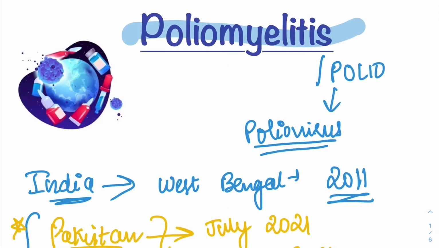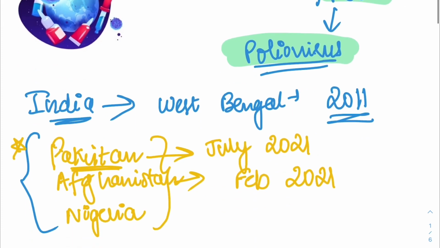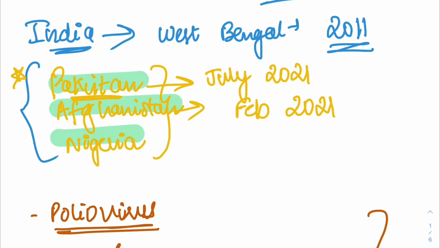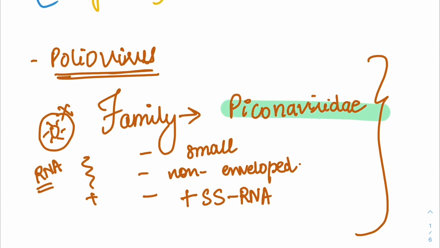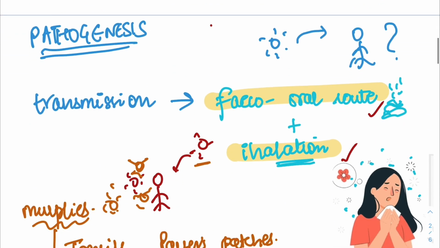Just an overview of what we have done already. Poliomyelitis, also called polio, is caused by the virus called poliovirus. It is almost at the edge of eradication, except in a few countries where it is still prevalent. The poliovirus belongs to the family Picornaviridae. It is a small, non-enveloped, positive-sense single-stranded RNA virus. How does it enter the body? Via the fecal-oral route and also by inhalation.